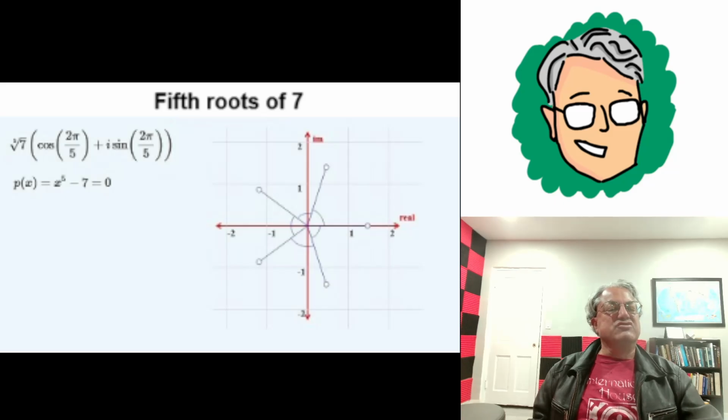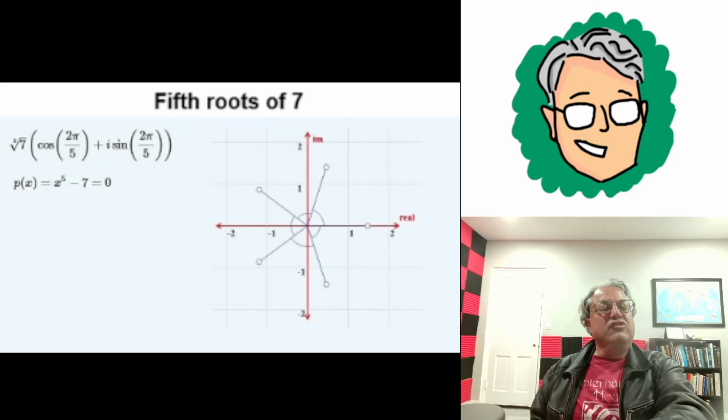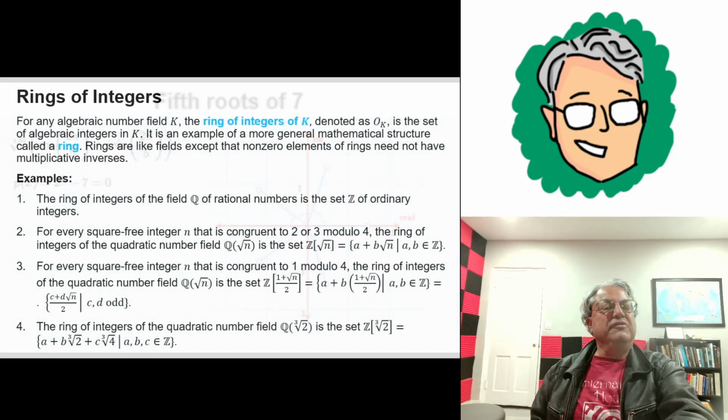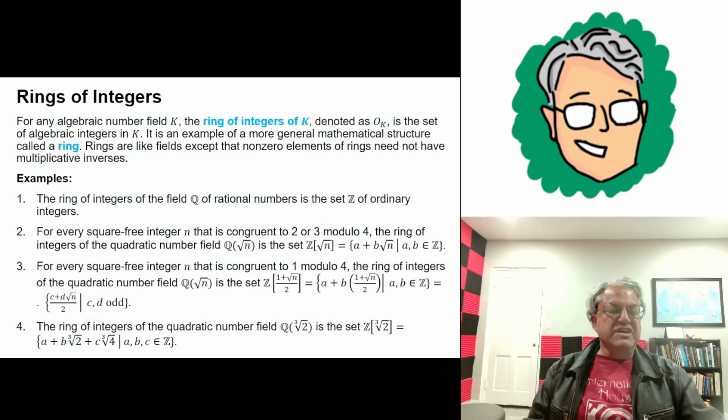So those are the five fifth roots of 7. Kind of nice, I think. And they're all algebraic integers, and they're all conjugates because they all satisfy the same degree 5 polynomial. And the last thing I want to talk about today, I know this is a pretty technical talk. Maybe I could have left this slide out.